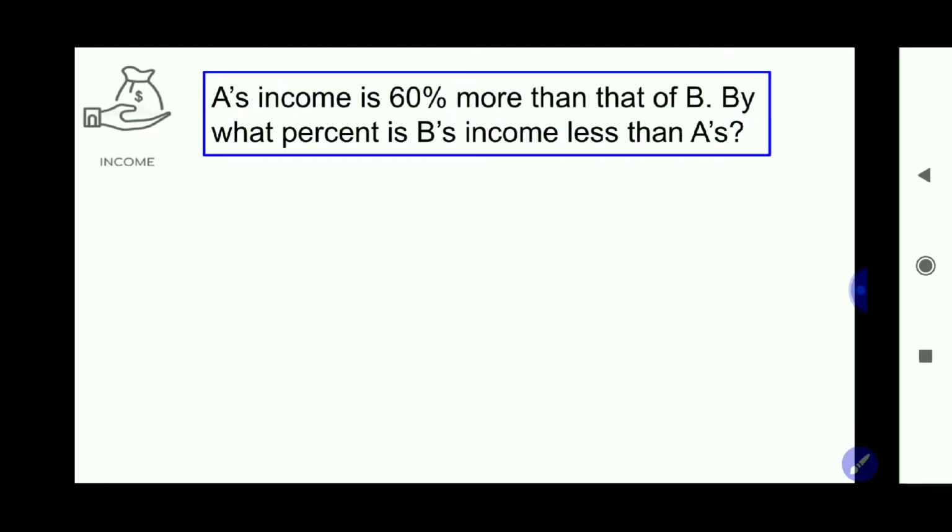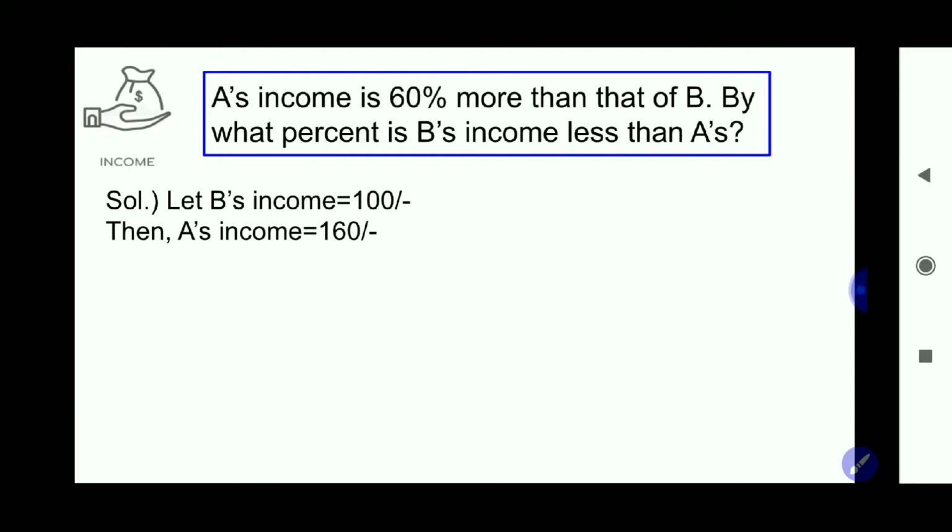One more question. A's income is 60% more than that of B. By what percentage is B's income less than A's? Let B's income be 100. Then A's income, because it is 60% more, is 160. Observe it. If A's income is 160, then B's income is 100.